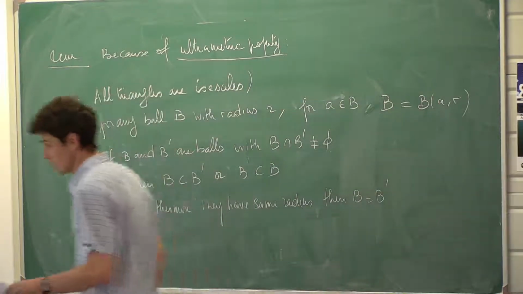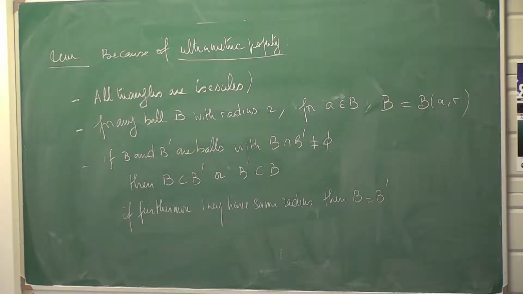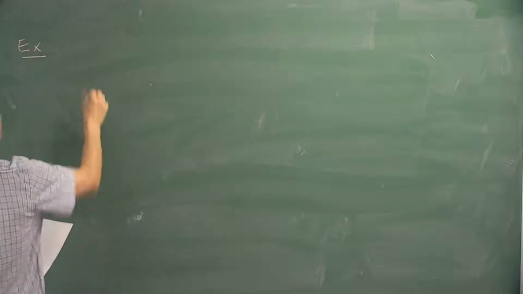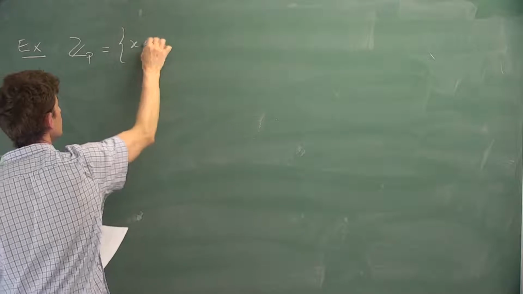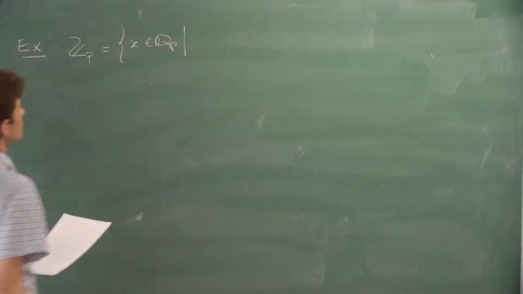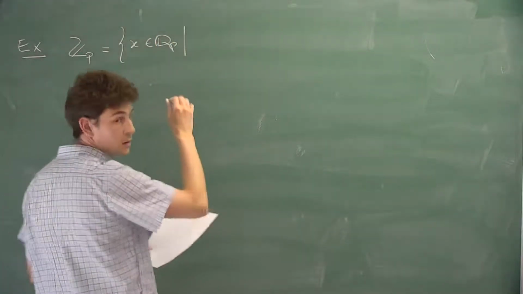So now we can look at the p-adic measure. And to start, we can consider the following example. So Z_p, as I said, is the set of elements of Q_p with positive order.